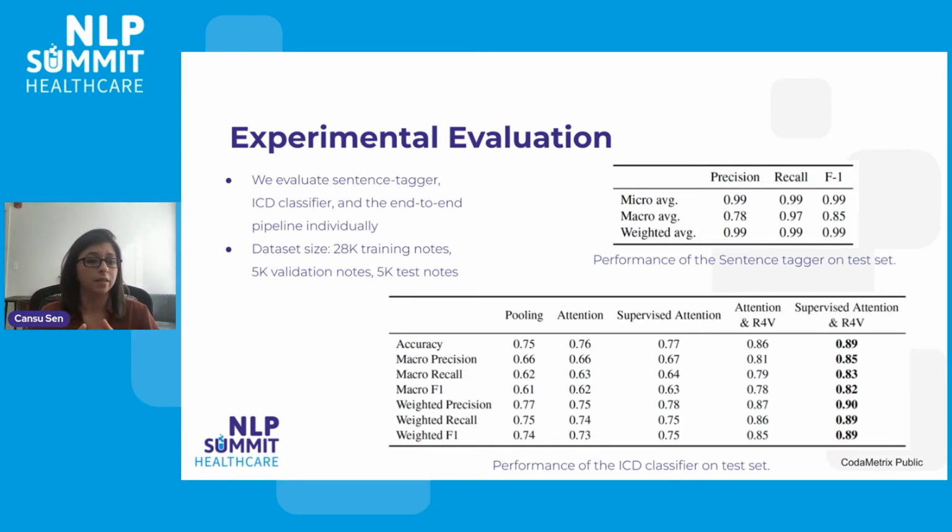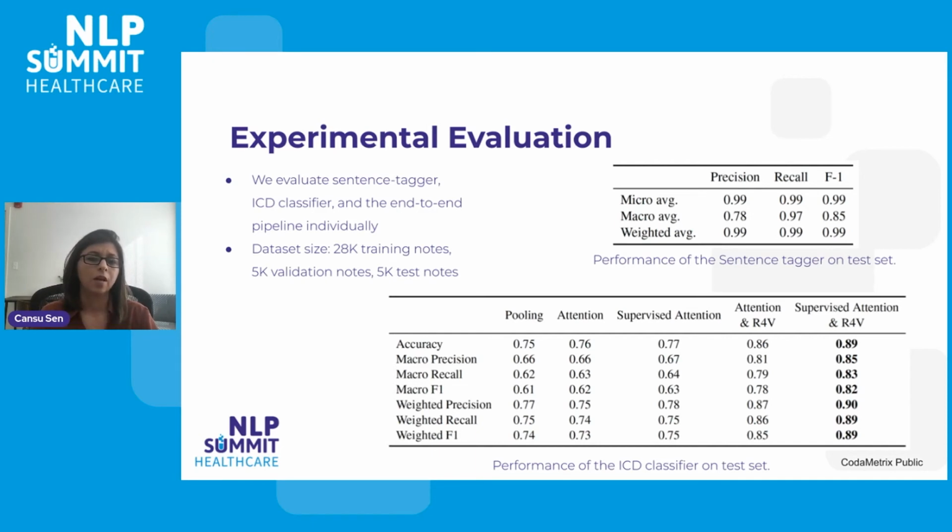We evaluated our sentence tagger and ICD classifier, and finally the end-to-end pipeline separately. In our dataset, we have roughly 40,000 notes, and 28,000 of them are used for training purposes, 5,000 of them are used for validation, and another 5,000 are used for testing purposes. So this table here on the top shows the performance of the sentence tagger on the test set. I want to make 2 points here.